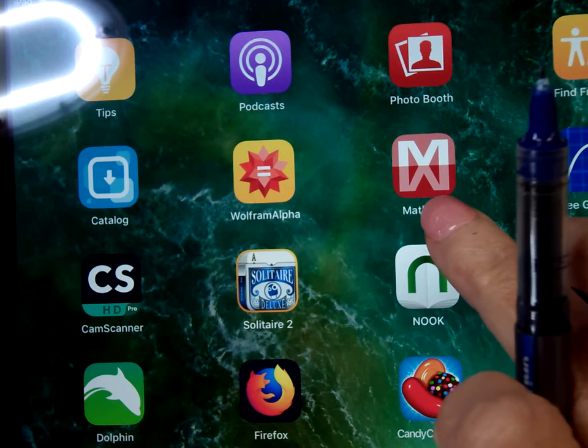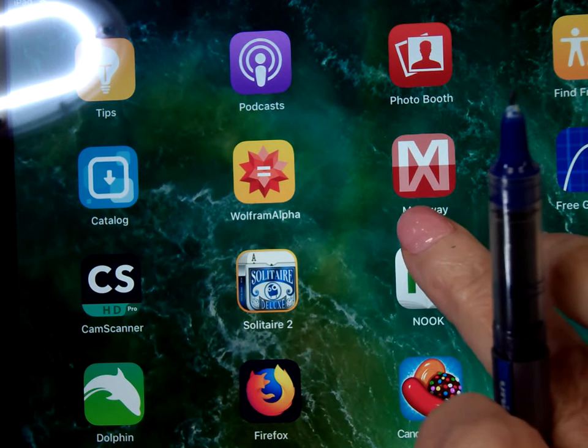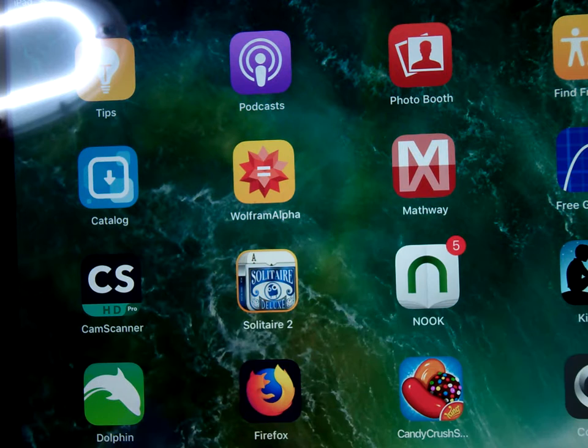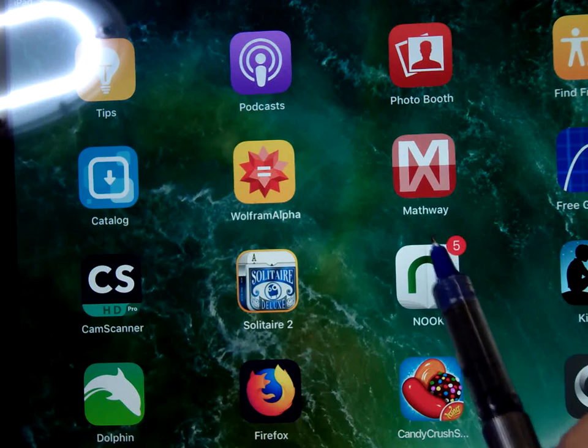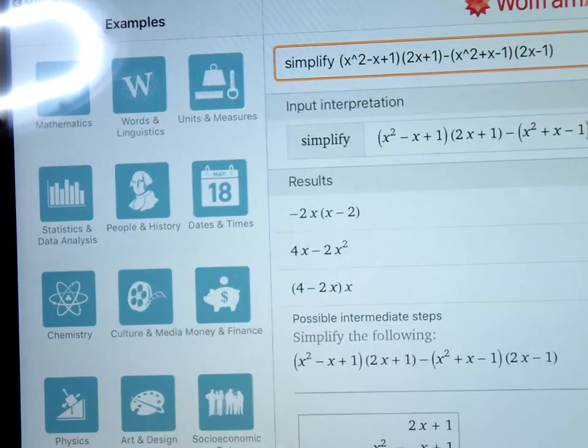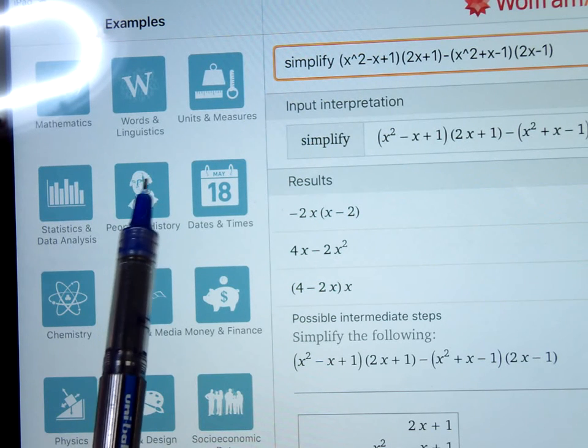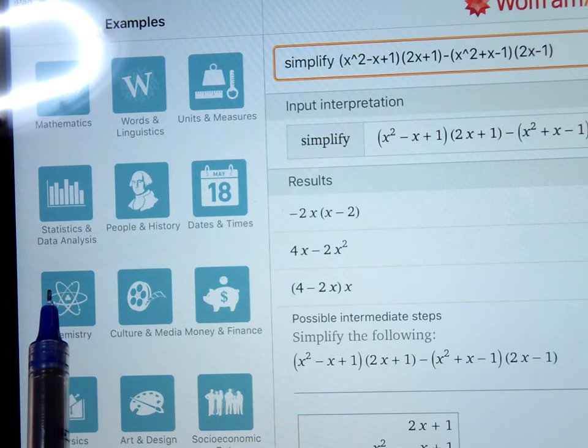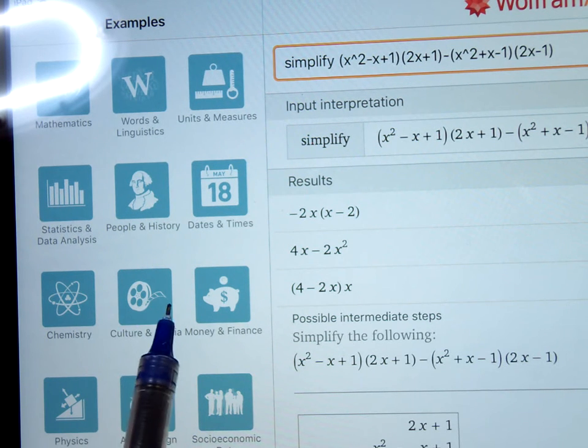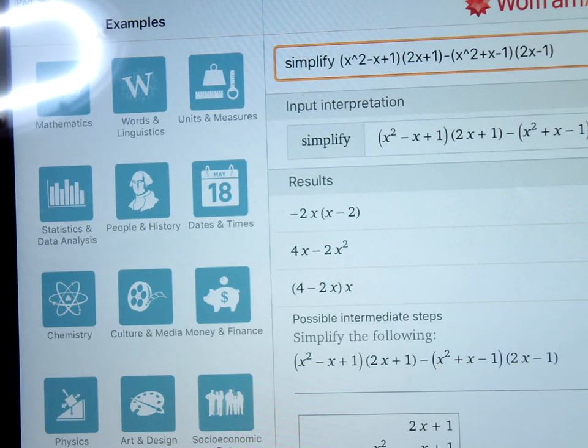Mathway, I think, is a free app. I don't know, any of you have Mathway? Yeah, that one's free. Wolfram Alpha is not. I think it's now $2.99. Wolfram Alpha is a lot more powerful. All Mathway does is math. Wolfram Alpha does all kinds of stuff. It does math, word and linguistics, units and measurements, statistics and data analysis, people and history. You can just go in and ask it a question. You know, what is the latitude and longitude of Geneva, Switzerland? Then it'll tell you that. So you just ask it a question.